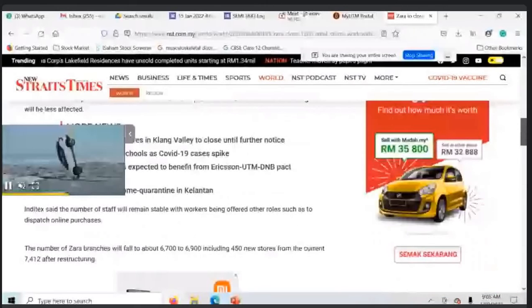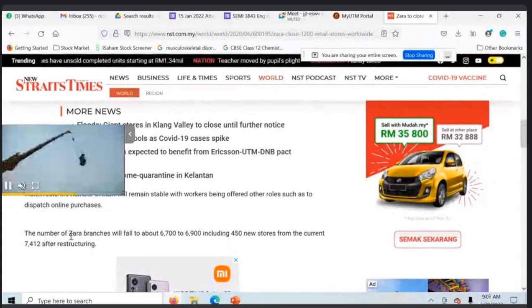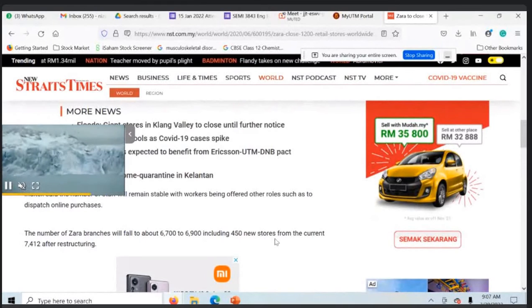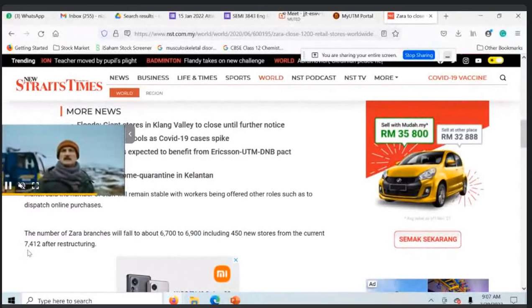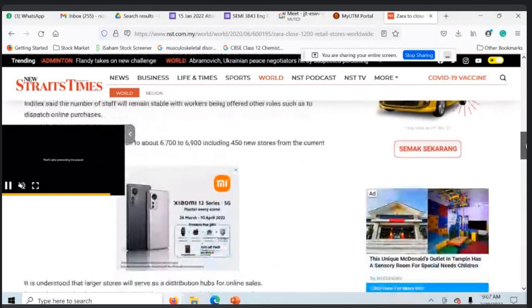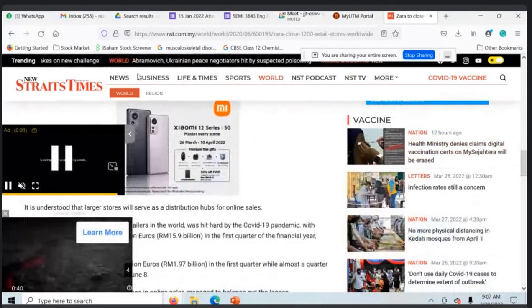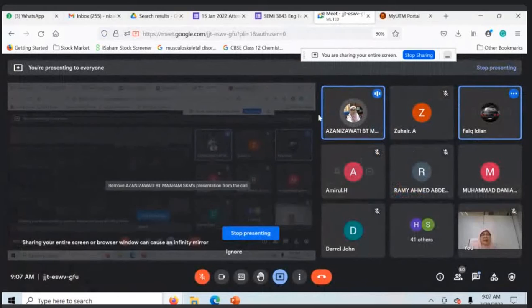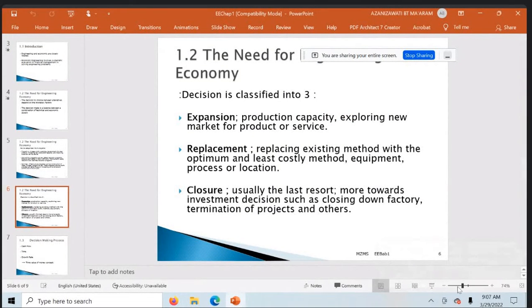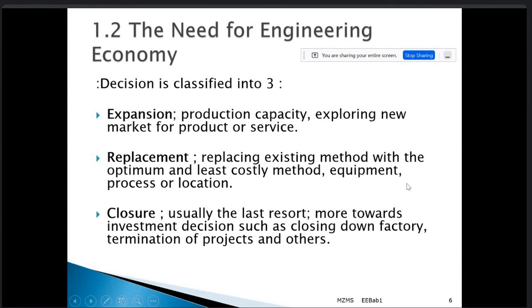And then the number of Zara branches will fall to about 6,700 to 6,900, including 450 new stores, from the current 7,412 after restructuring. And then they came up with the online approach. Any branches that they are closing, they are trying to cover with online purchase, online service. So that is Zara. Before they come up with the decision, they conduct the engineering economy.